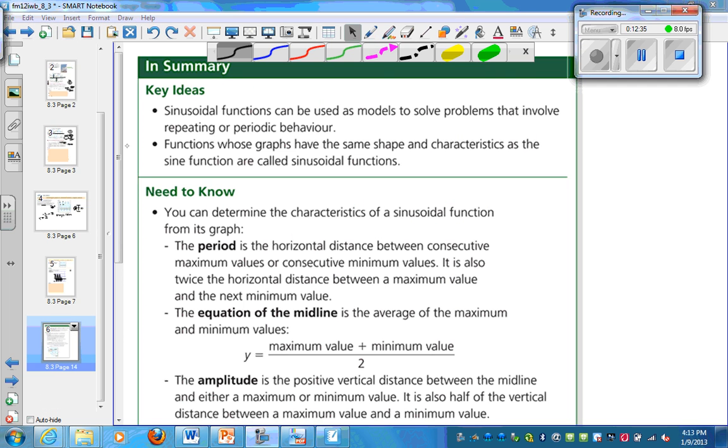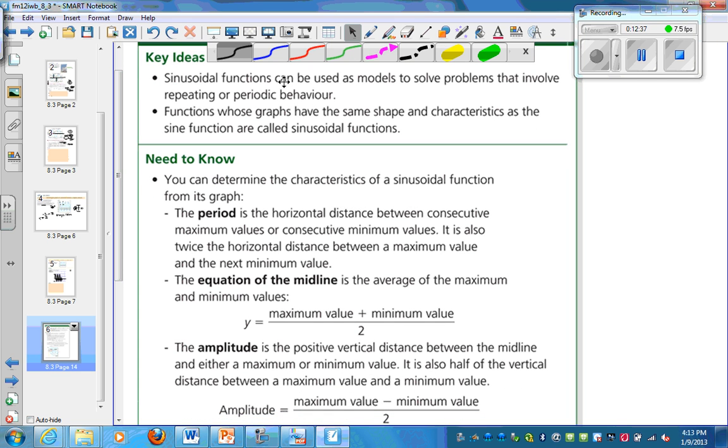So just a couple things to summarize. Sinusoidal functions can be used as models to solve problems that involve repeating or periodic behavior. So those of you taking physics, you should know that periodic behavior, that repetition, things like a pendulum or a swing are repetitious. Functions whose graphs have the same shape and characteristics as the sine function are called sinusoidal functions. You can determine the characteristics of the function from its graph.